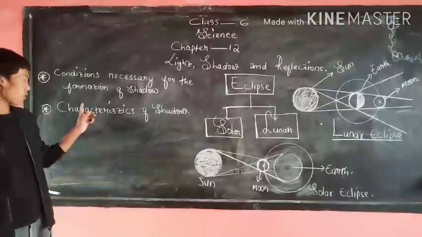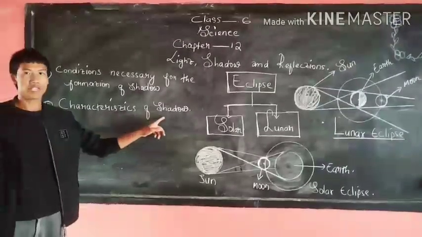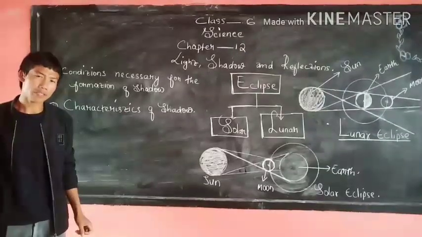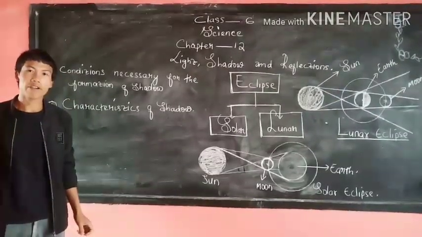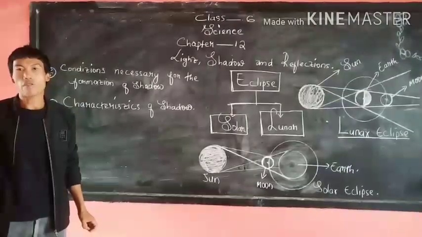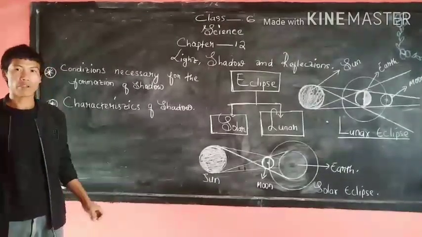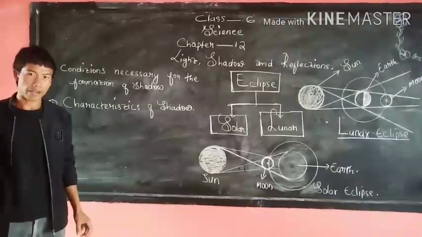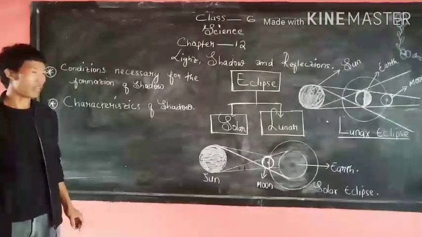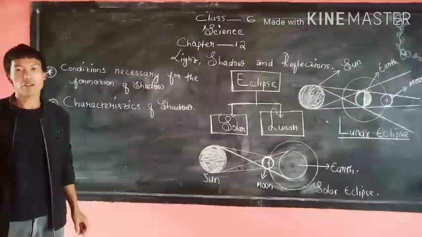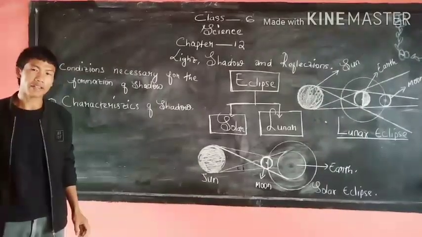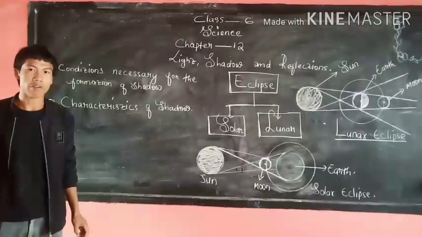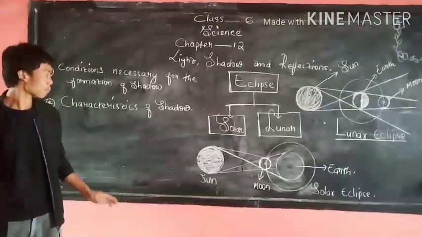Coming down to the next point, the characteristics of shadow. Point number 1, the color of the shadow is always black, whatever the color of the object may be. Point number 2, a shadow only gives the outline, not the detail. Point number 3, a shadow is longer when a source of light is far away, and it is shorter when a source of light is nearer. Those are the 3 points.